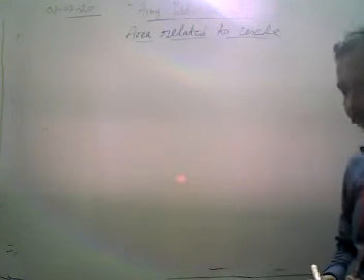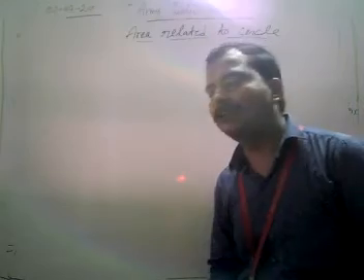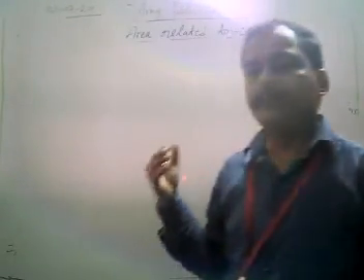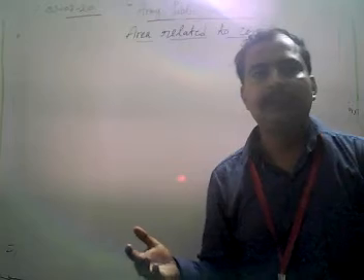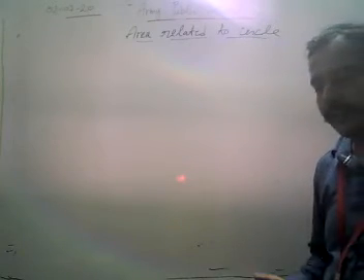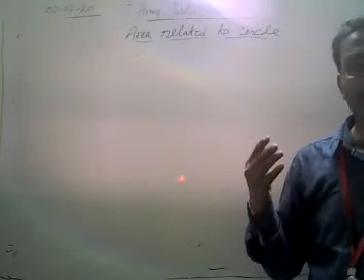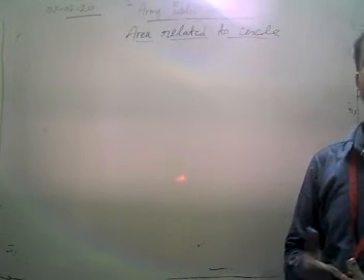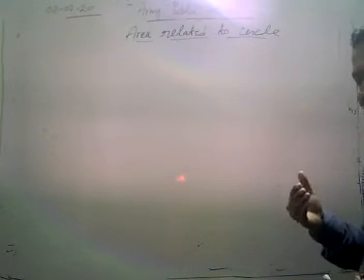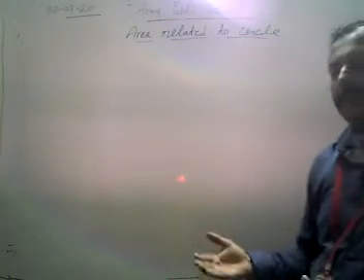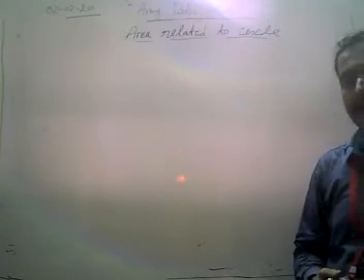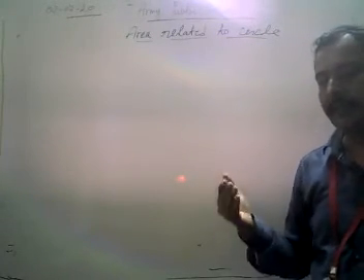Now in today's class, yesterday we discussed the basic concept of a circle. We discussed problems based on the area of the circle, and then we solved some problems based on the circumference of the circle. In the last class we discussed that the area of a circle is given by pi r square, and the circumference of a circle is given by 2 pi r.